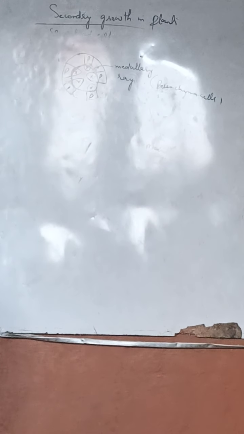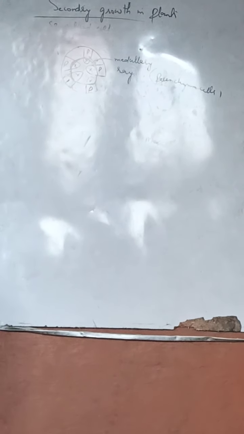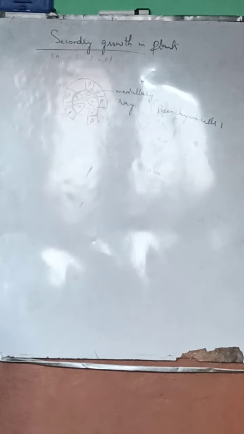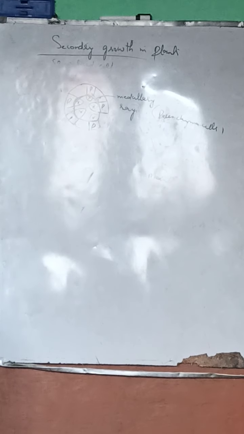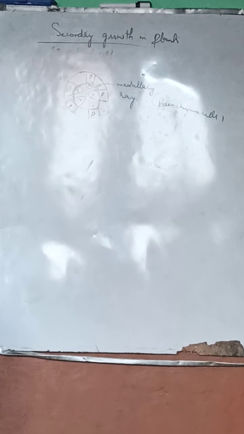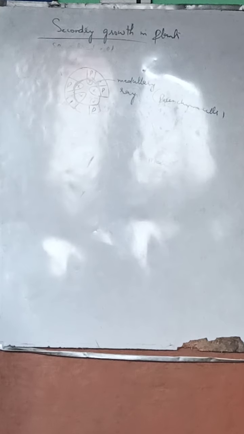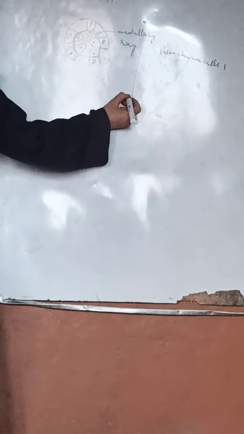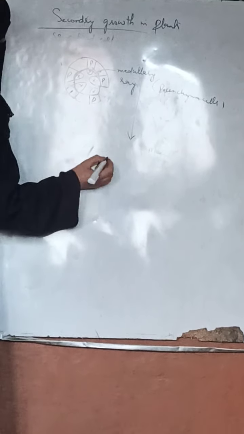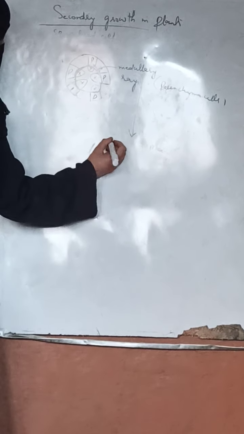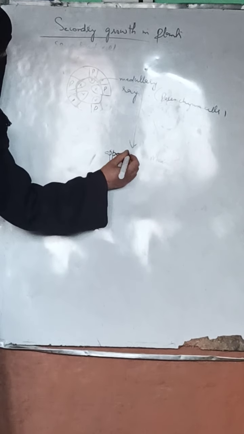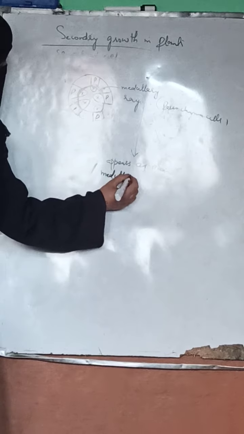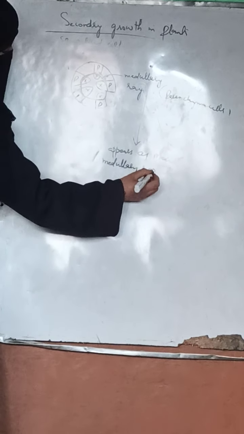As soon as formation of secondary xylem and secondary phloem occurs, a medullary ray is formed, but it is formed with the help of parenchyma cells. So the medullary ray forms a ring, which later on appears as medullary ring.